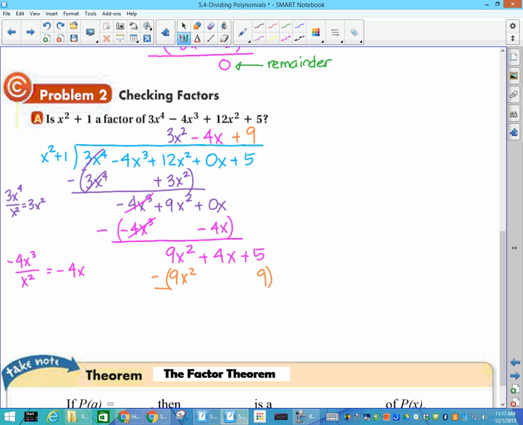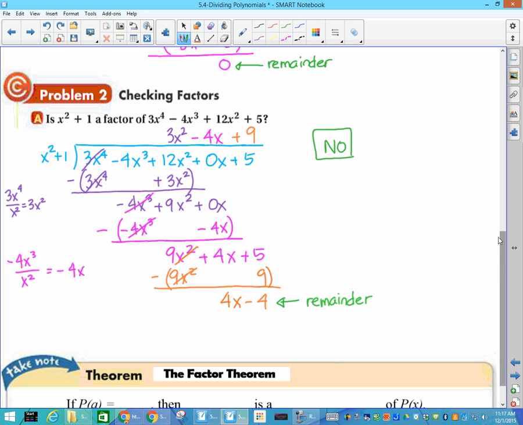So I subtract, and my x squareds go away. My 4x carries down, and 5 minus 9 is negative 4. Okay? So this right here is my remainder. So if I have a remainder, is this a factor of that? And I hope y'all can see the answer there would be no, it's not a factor.